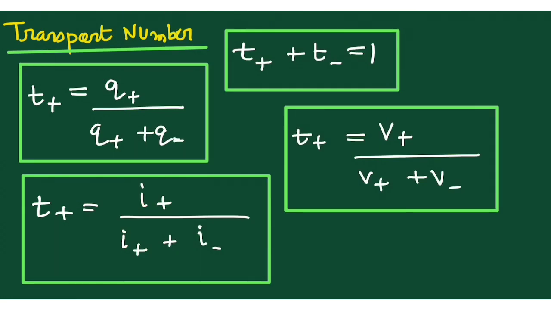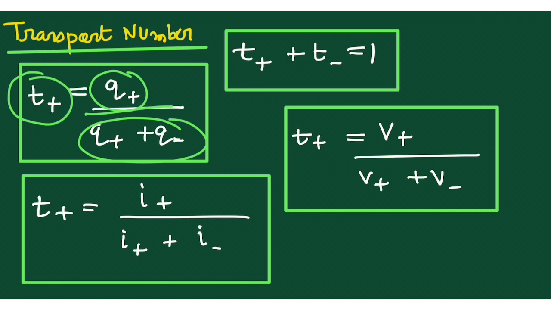Now the important point is transport number. Transport number is basically the fraction of charge carried by an ion. For the cation it is given by Q plus divided by Q plus plus Q minus, the charge traveled by the cation divided by the total charge. Since it is a fraction, the sum of all fractions equals 1. So T plus plus T minus is equal to 1. The summation of transport numbers for the cation and the anion will be equal to 1.